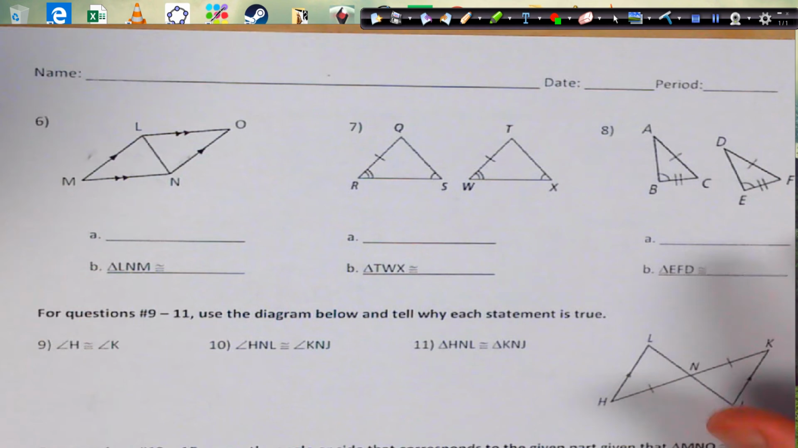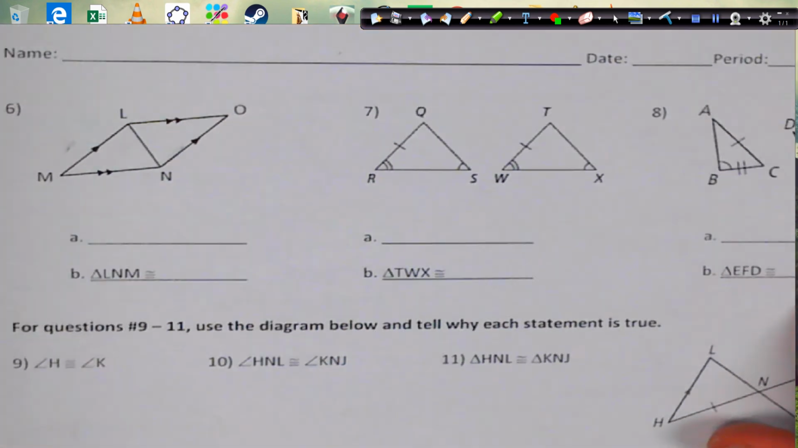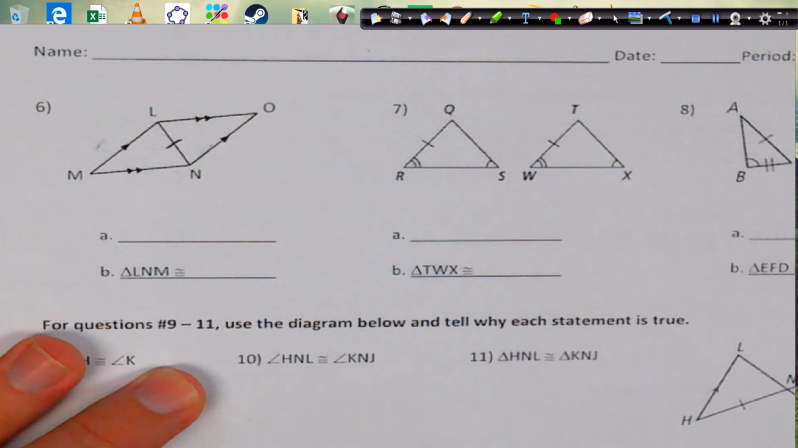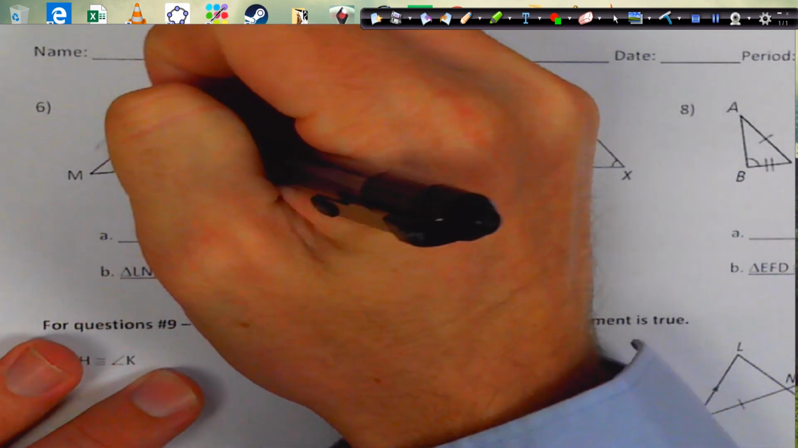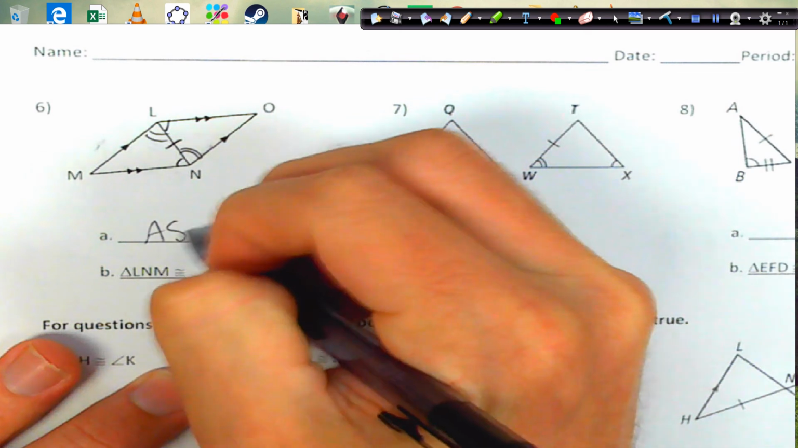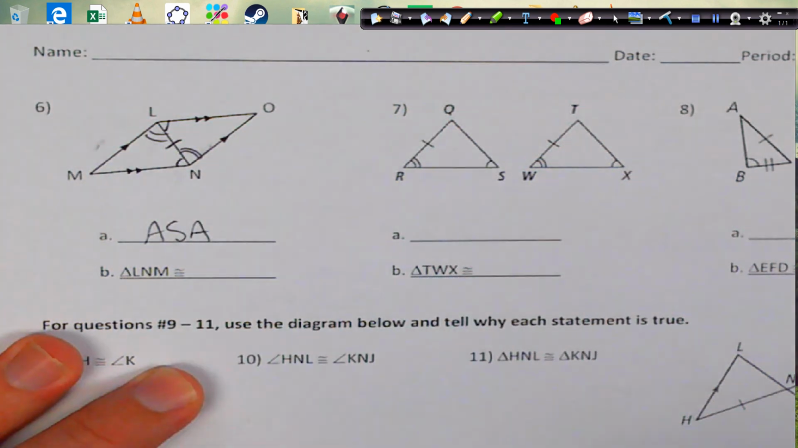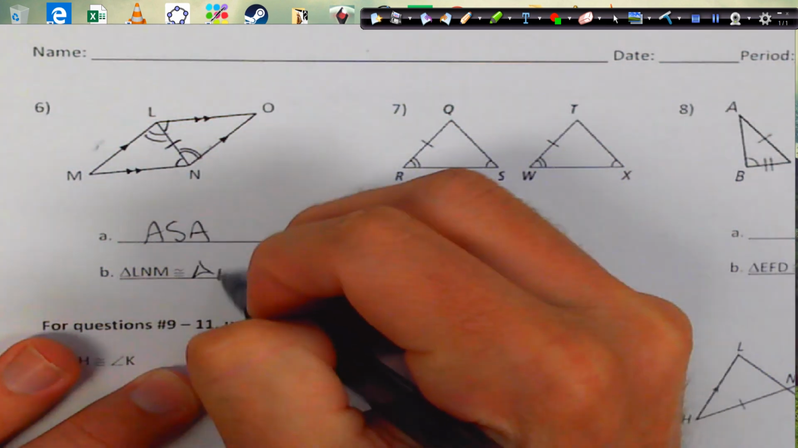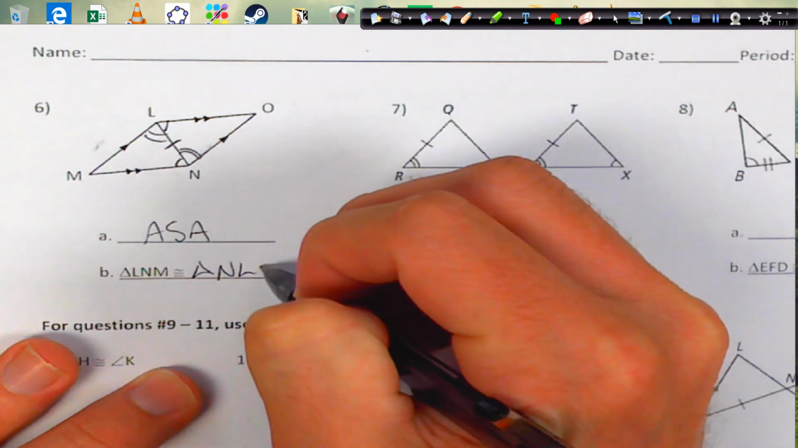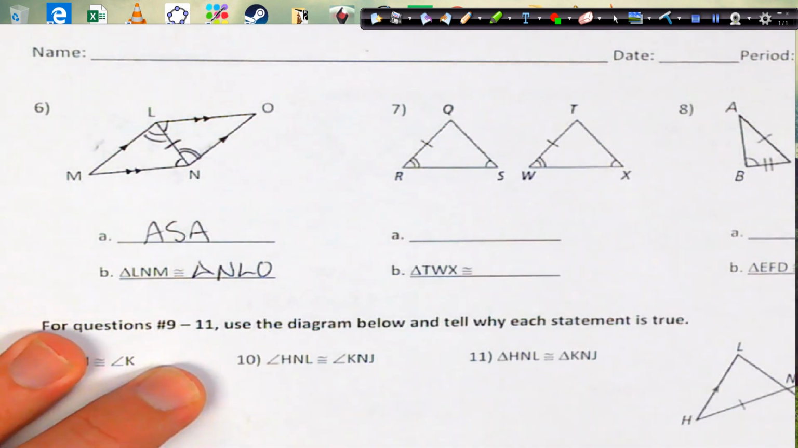A couple more. Whenever we have parallel lines, we should be looking for our alternate interior angles right there, and another set right there, so that's going to be angle, side, angle. And L is going to match up with N, and N is going to match up with L, and M is going to match up with O, NLO.